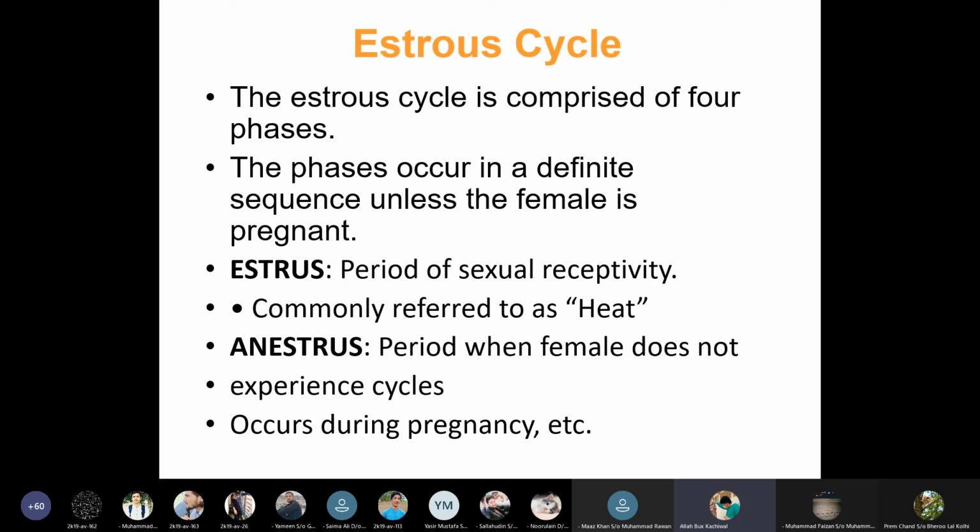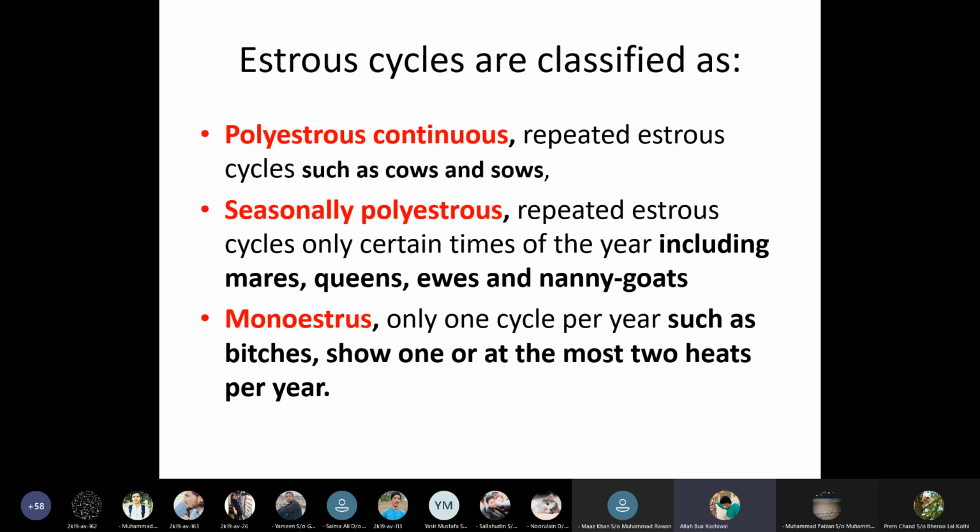Anestrus is the period when the female does not show the estrous cycle. Whenever the female does not experience the estrous cycle, this is known as anestrus. That might be during a pregnancy. The anestrus may be observed during a pregnancy or a false pregnancy, or when the animal is in pathological conditions, and the anestrus may prolong.